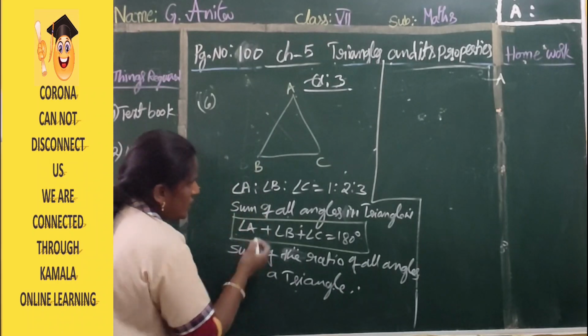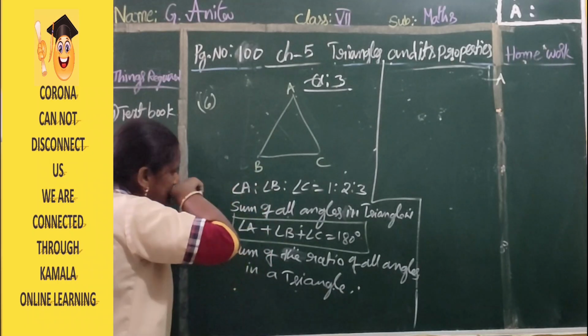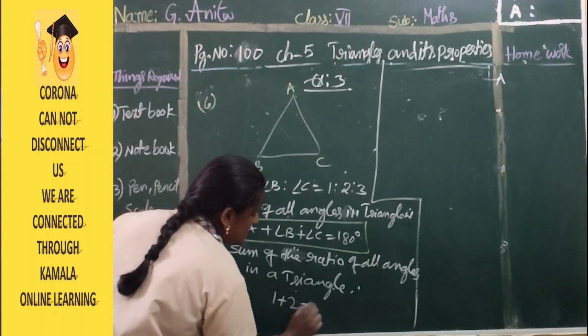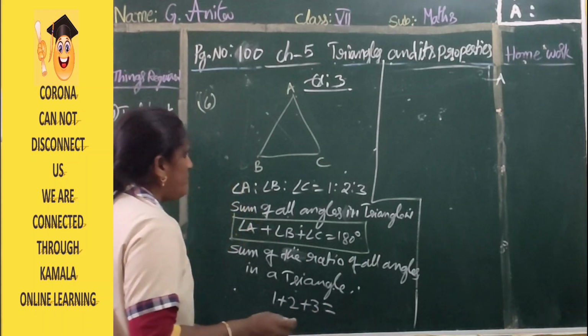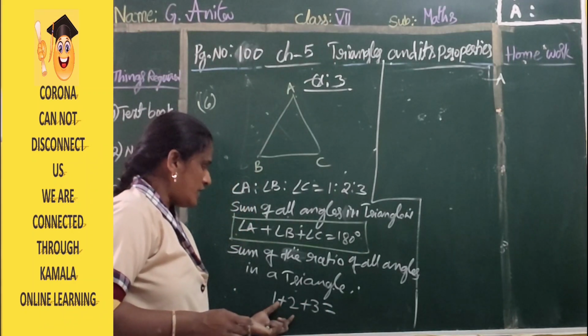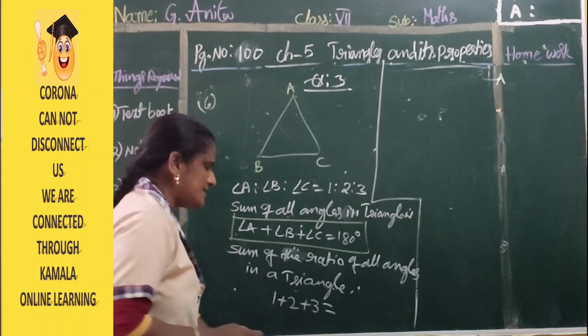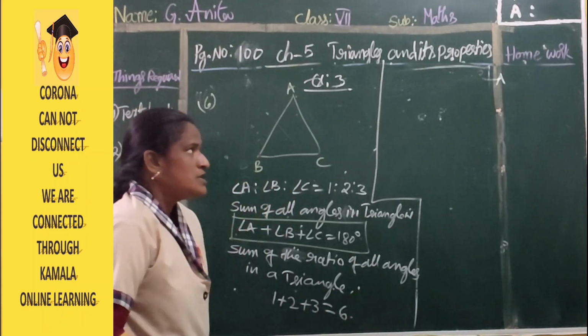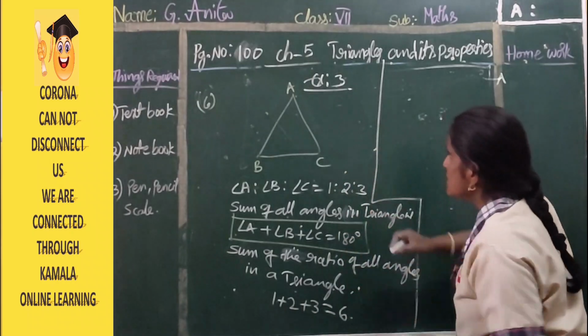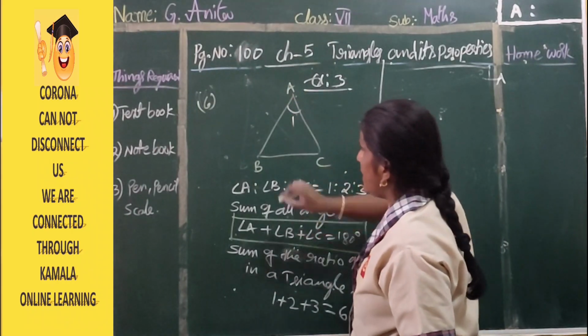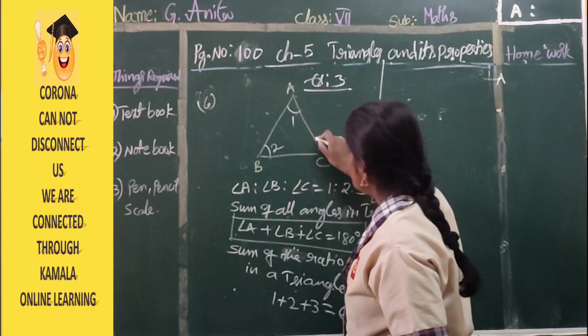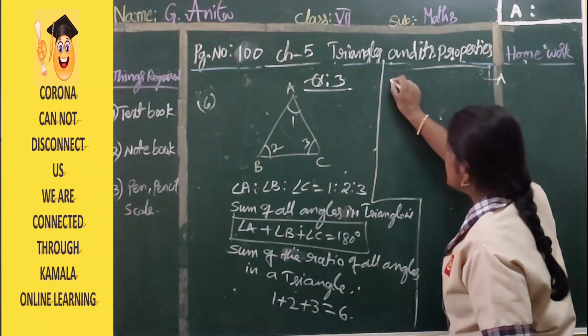What is the sum of the ratio of all angles in a triangle? 1 plus 2 plus 3. 1 plus 2 is 3, 3 plus 3 is 6. Got it? So we need to find the angles. We assume this is 1, this is 2, and this is 3.